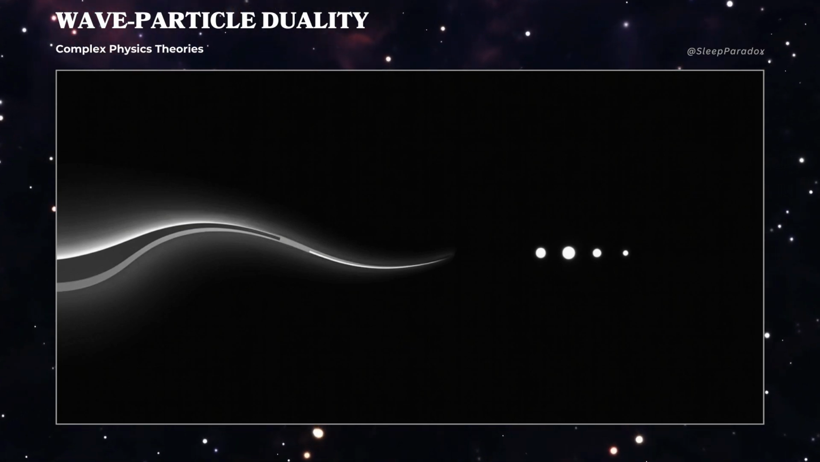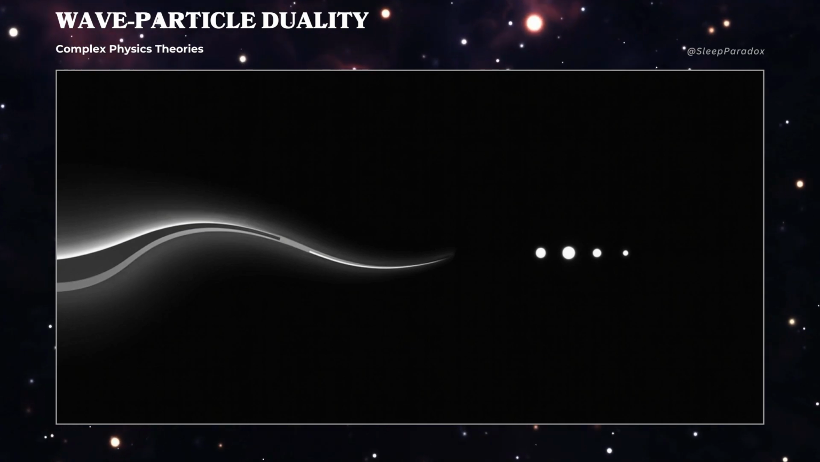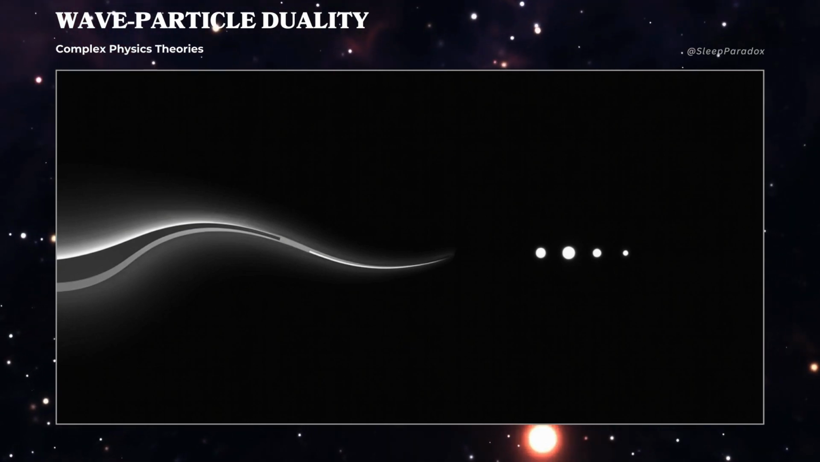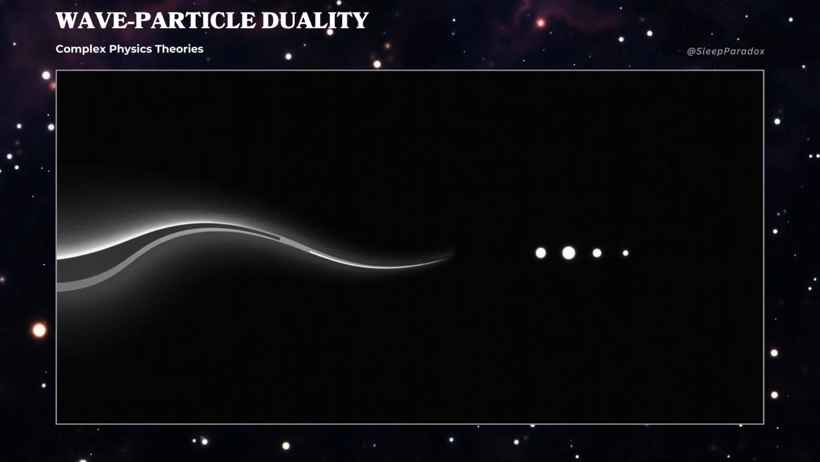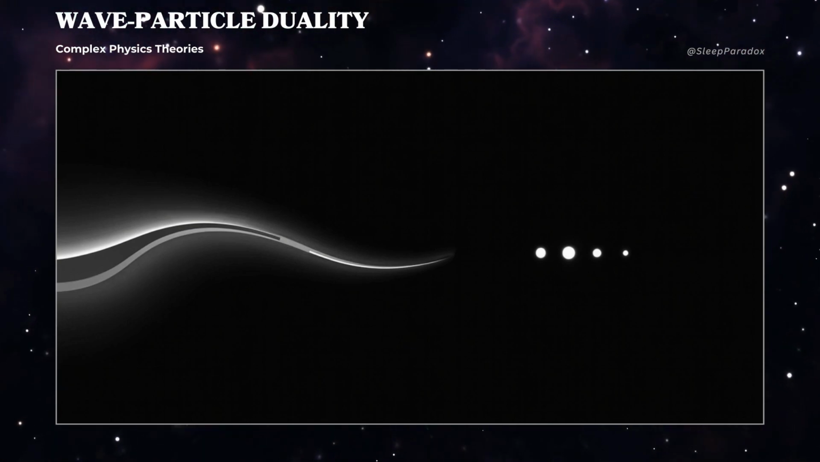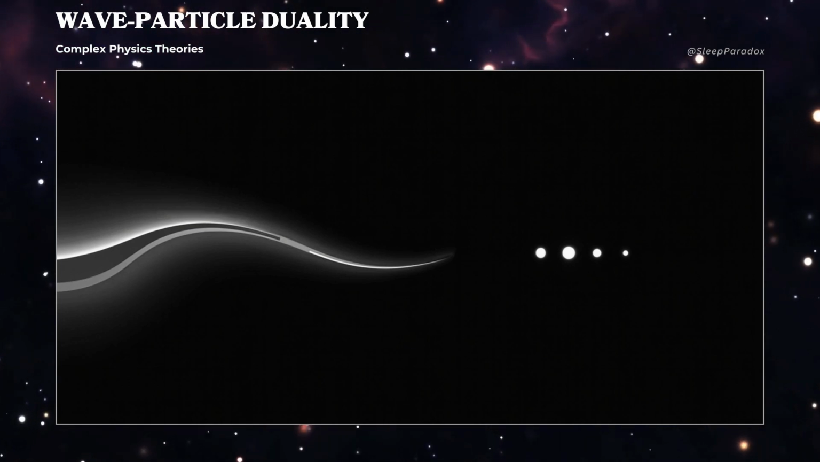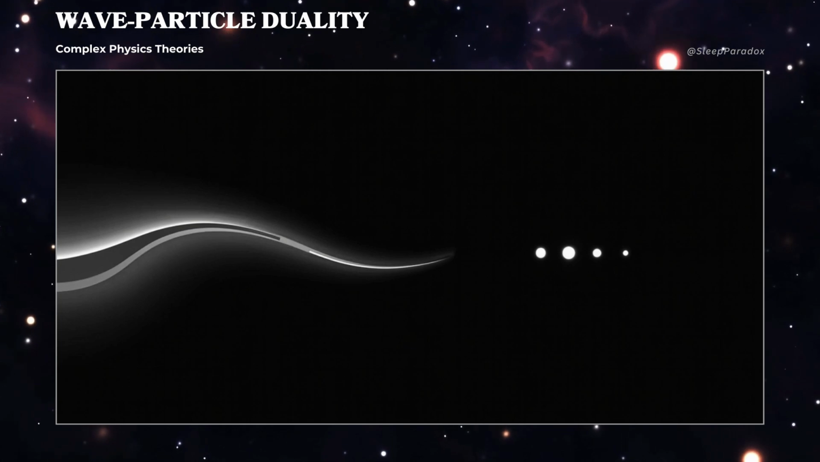Albert Einstein was studying the photoelectric effect, where light shining on a metal surface causes electrons to be ejected. According to wave theory, increasing the intensity of the light should increase the energy of the ejected electrons. But experiments showed that wasn't the case. Instead, the energy of the electrons depended on the light's frequency, not its brightness.